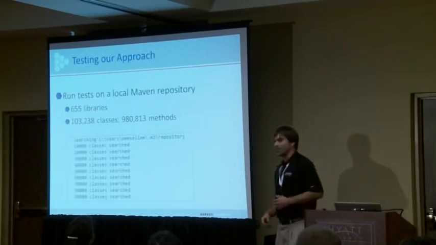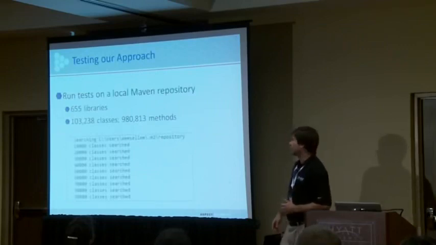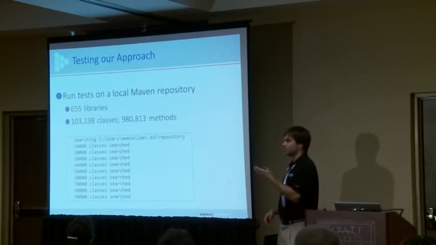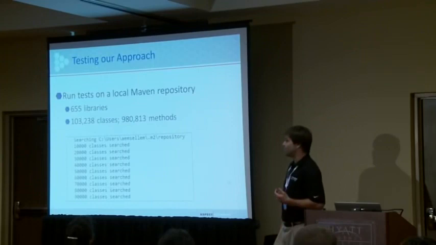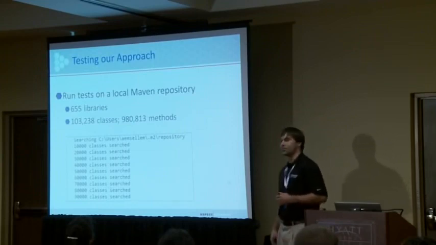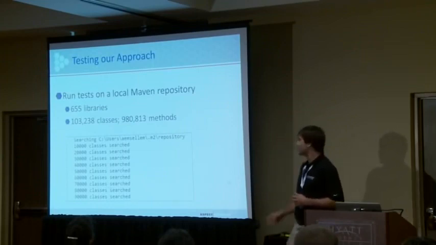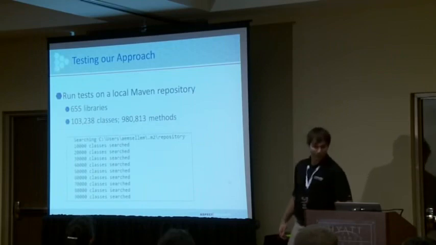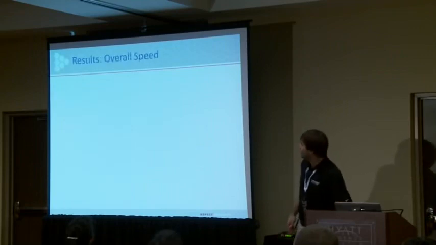All right, so the tests we did were run on a local repository. This is a subset of the libraries in Maven. We ran it on 655 libraries, just over 100,000 classes, just under 1 million methods. You can see just sort of some output from the search process going on there.